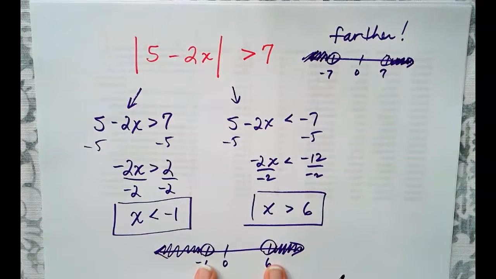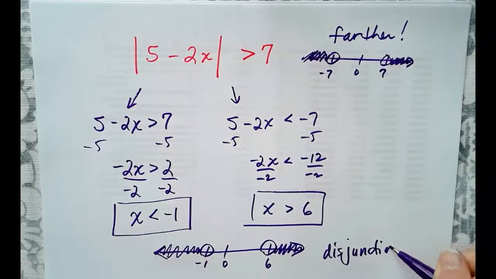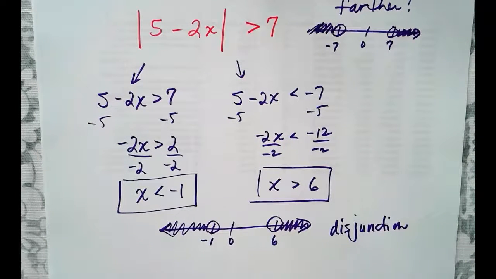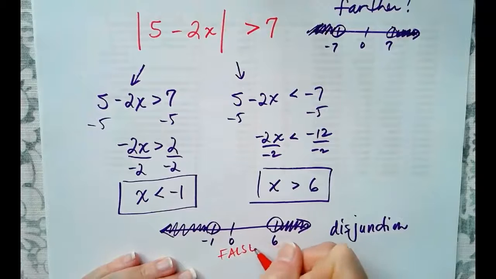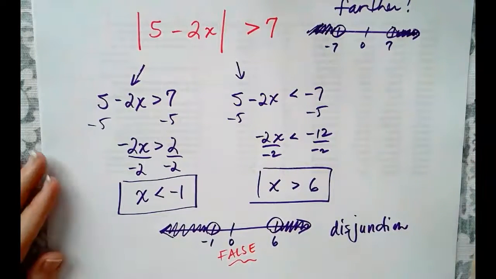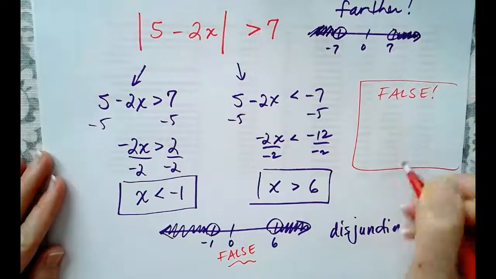So it's like the two trains are leaving the station going in opposite directions. This is a disjunction of sets. And this time, instead of choosing a number that we know will make it true, let's choose 0, because when I plug in 0, it should make it false. It should make it false because 0 is not in the shaded area. So when we plug in 0, we should get a false. So let's be on the lookout for that.